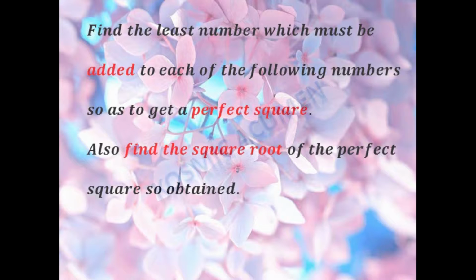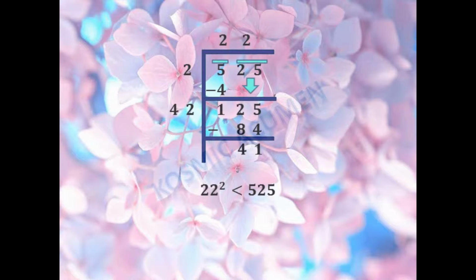So we need to find a number which needs to be added to the given number so that we get a perfect square number. And once we found out the perfect square number, we'll find the square root of those perfect square numbers. Coming on to the first part here, 525. I'll place the bars like we have been doing.